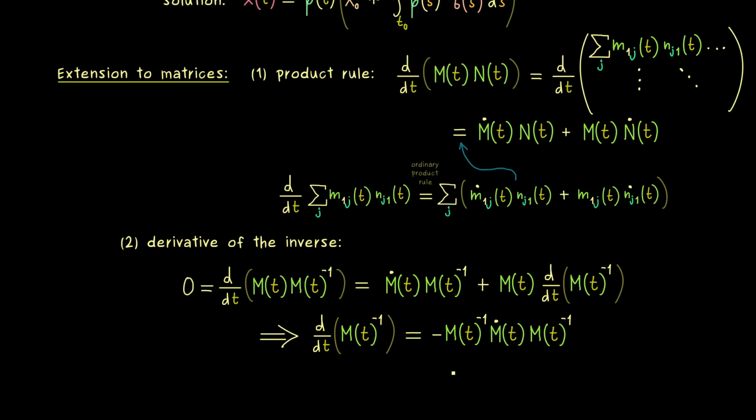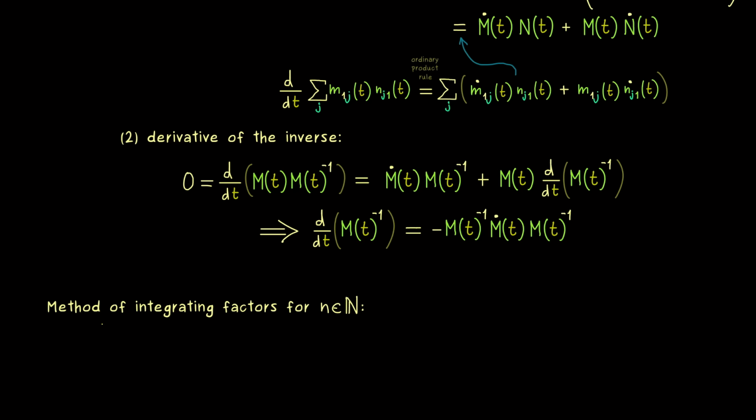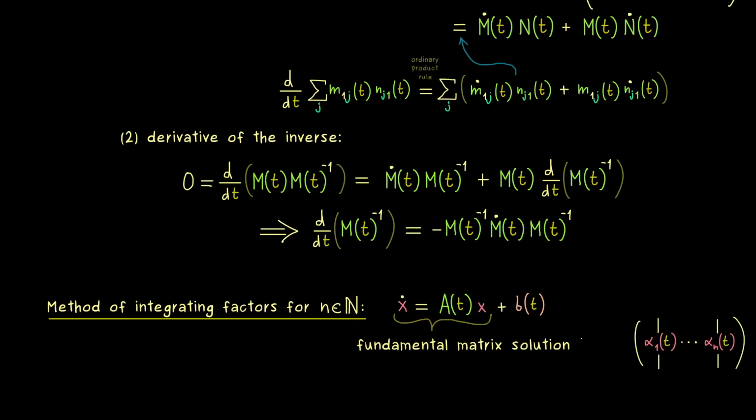And with that we have all the properties we need for the matrices, and we can go back to our n-dimensional system of ODEs. So we finally will generalize our method of integrating factors. And then as in the one-dimensional case, the first thing we have to do is to look at the homogeneous part. And there we could say that we already have a fundamental matrix solution which we call u of t. And please recall, this means that every column is a solution of the homogeneous system, and the columns together form the whole solution space.